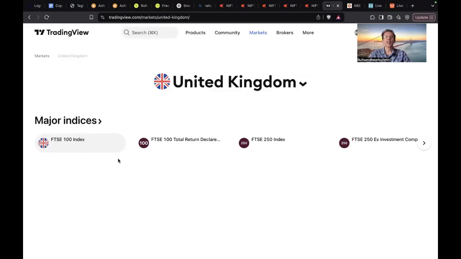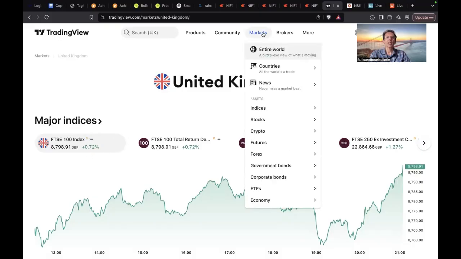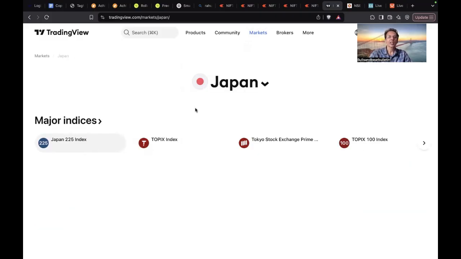Let me also tell you, I just picked a couple of international markets randomly. Of course, the US is definitely a must because that has the highest influence on the global market as well as the Indian market. And the UK market, FTSE 100, you can see here is up by 0.72%. And if you go to the Asian market, looking at Japan, the Japan 225 index is up impressively by 1.46%.